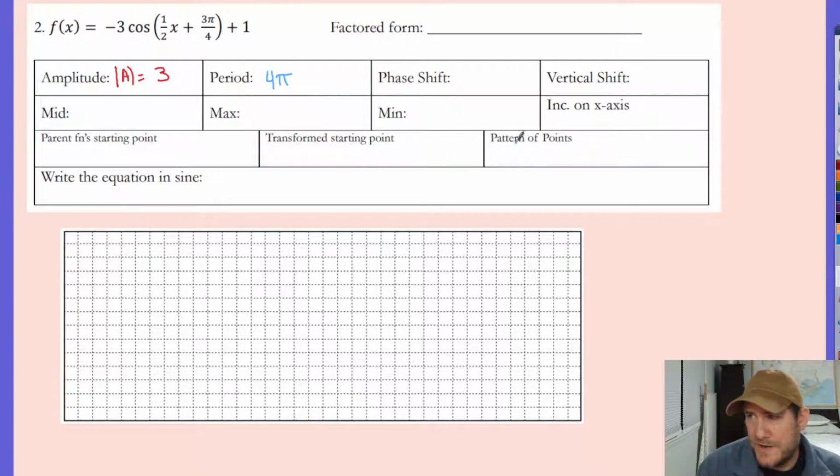May as well hop directly to the increment. It's going to be the period divided by 4, so our increment is going to be pi. We'll put those in the same color since they're related to each other. What's our phase shift?